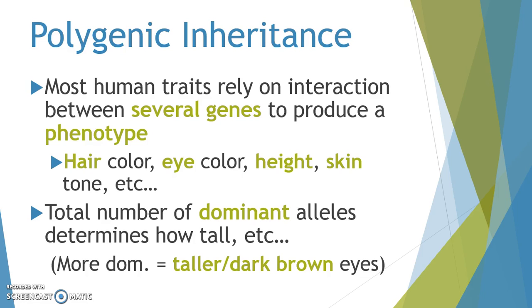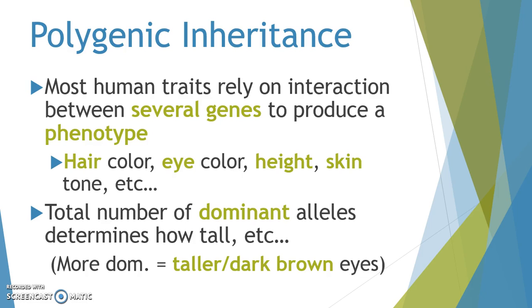So the four main examples that you need to know of polygenic inheritance are hair color, eye color, height, and skin tone. And the reason that these are the four main examples is because if we were to line everybody up in here by height, there would be a gradient of individuals from really short to really tall. Or if we're looking at eye color, from really light blue to really dark brown/black eye color. And what determines your height, your hair color, your skin tone, your eye color, etc., is the number of dominant alleles you inherit. The more dominant alleles, the taller you would be, or the darker brown eyes you would have, or the darker brown hair or black hair you would have, etc.